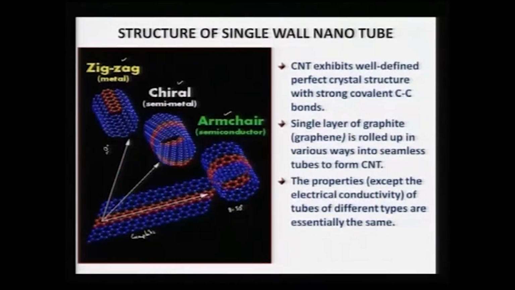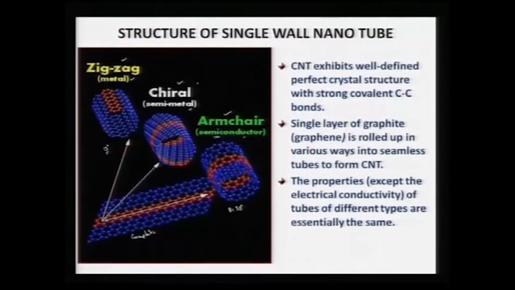So, we can see that the electrical nature of this can be very different: in zigzag it can be highly metallic, in chiral it is a semi metal, and in armchair it is semi conducting. So, depending on the way we are rolling it, we can achieve different types of conductivities in the carbon nanotube. Generally in armchair everything is semi conducting, and chiral can range from semi conducting to metal.